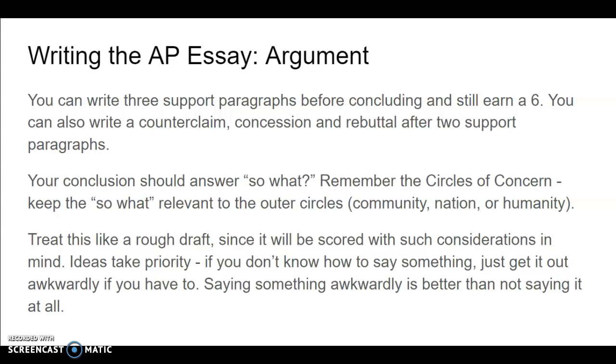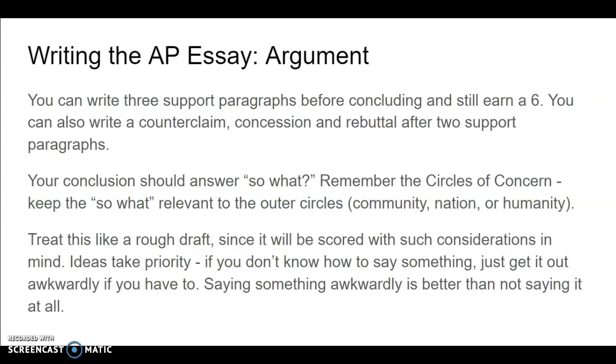Another rule to remember, treat this like a rough draft. It'll be scored with the consideration of pressure, because writing a 5-paragraph essay in 40 minutes is very much a pressure situation. And so your essay will be scored as such. When reading it, grammatical mistakes, misspellings, things like that do not have a bearing on your final score unless it interferes with the meaning of the sentence. So if you were to misspell Henry David Thoreau's name, you're not losing points. You can still get a 6. So keep that in mind.